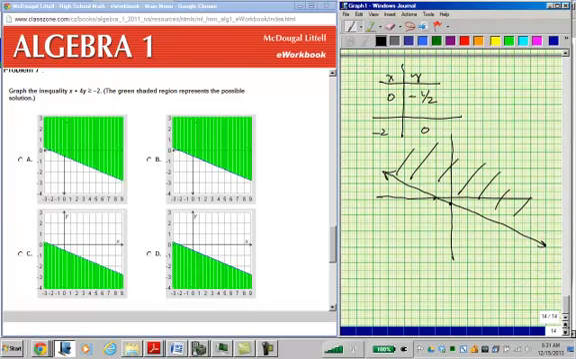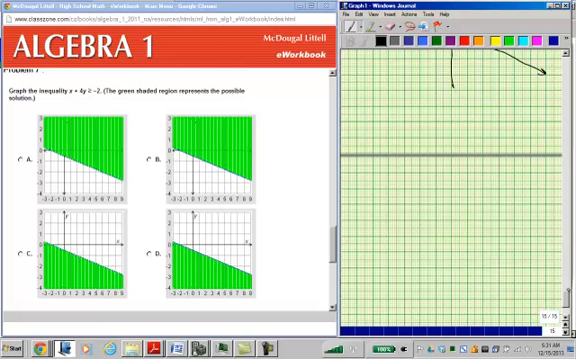Okay, now let's do it the other way. Let's convert it to slope-intercept form. So we got x plus 4y is greater than or equal to negative 2. 4y is greater than or equal to negative x minus 2. Y is greater than or equal to negative 1/4 x minus 1/2. So the negative x is divided by 4, and the negative 2 is divided by 4. So we get y is greater than or equal to negative 1/4 x minus 1/2.